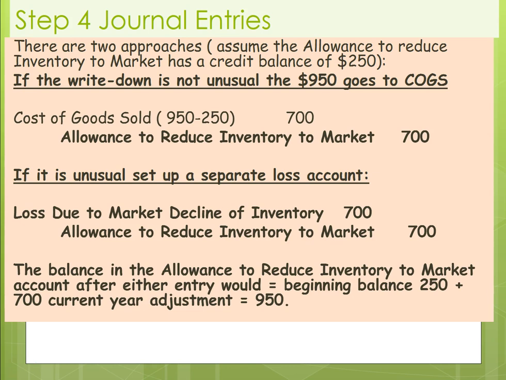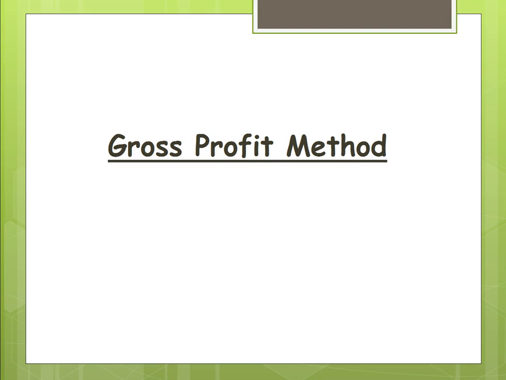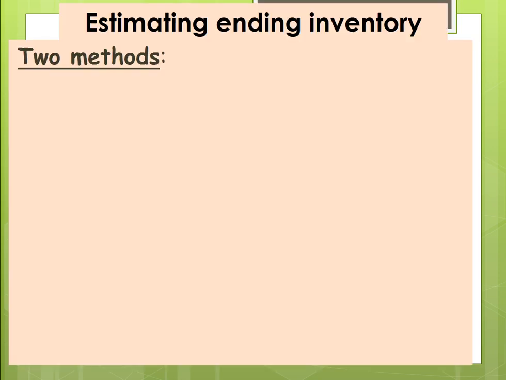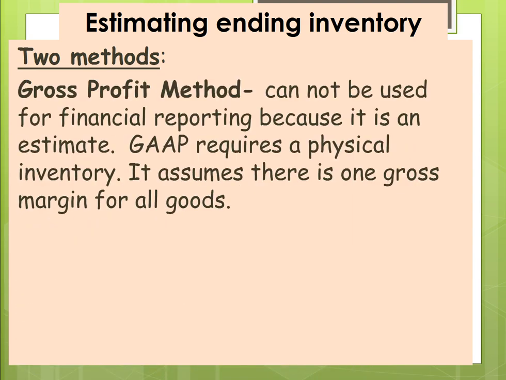Now we'll move on to the gross profit method. The important thing to remember with the gross profit method is that this can only be used for estimating ending inventory during the year. It cannot be used at year end. So there are two methods.